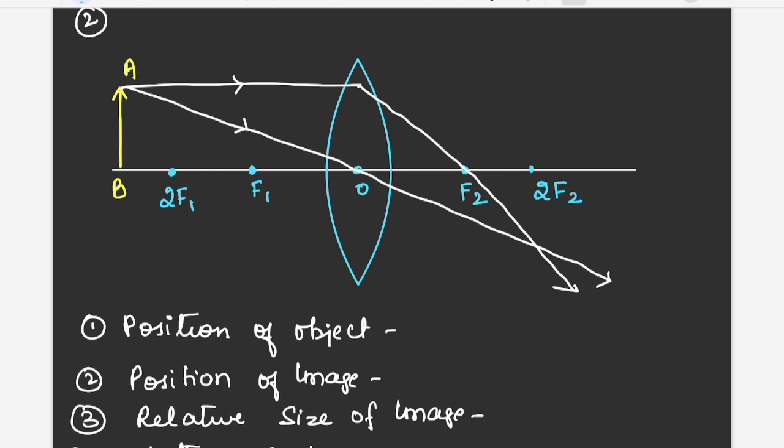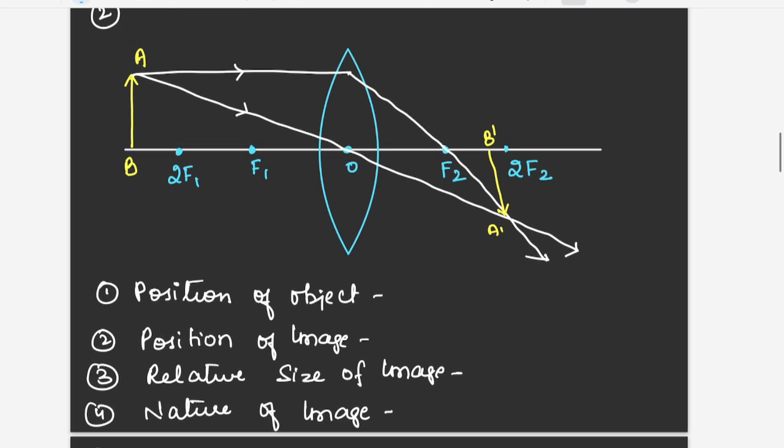Now where both the rays are meeting, you can see both the rays meet at this point. At this point the image is formed. So here I can write, the image is formed where they are meeting, that is between F2 and 2F2. Let us take it as A dash and B dash.